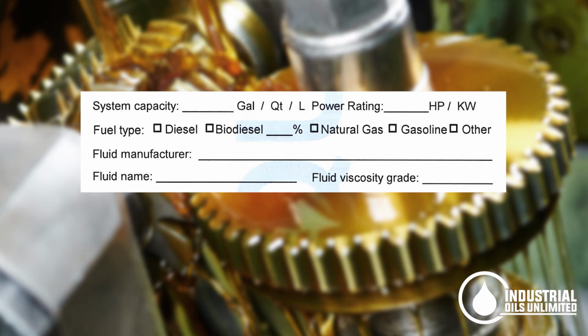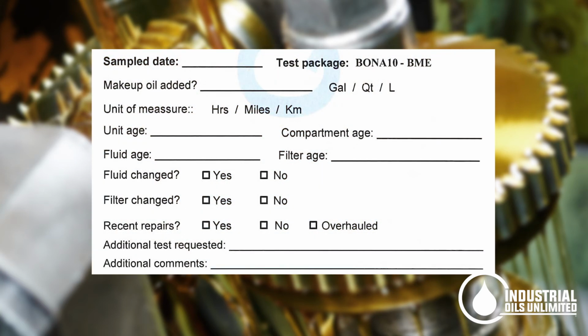For example, if the lab is expecting a fluid to test at a viscosity of 220 and the results come back lower or higher than that, it can be an indication that something has gone wrong. Next, the date of sample lets the lab know how fresh the sample is. Ideally, a sample would go to the lab within 24 hours of being drawn.